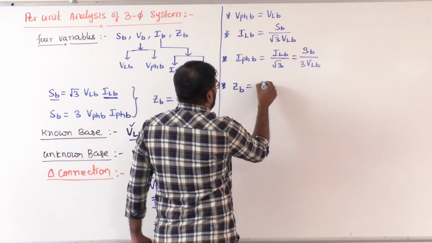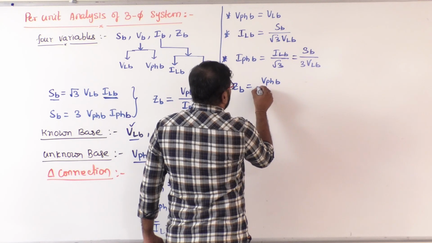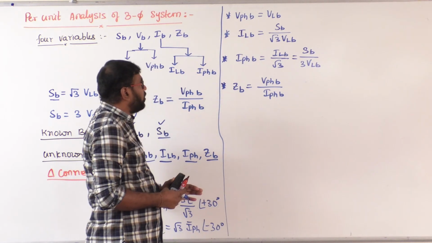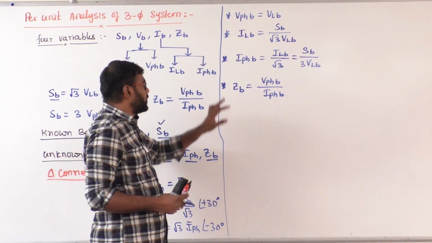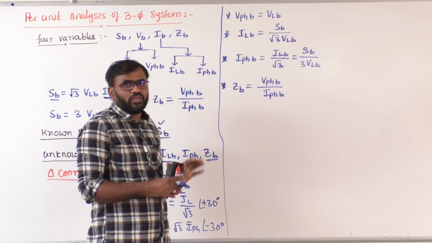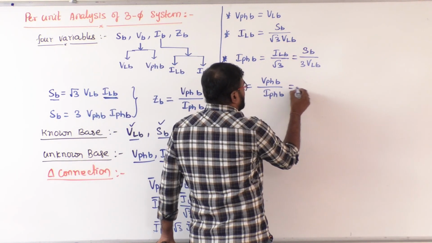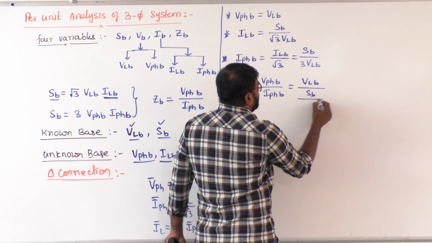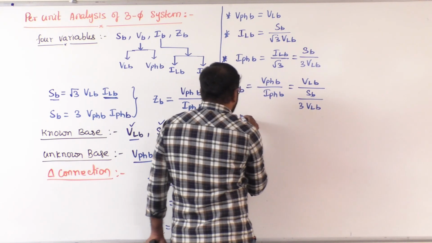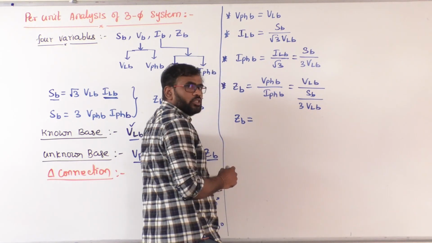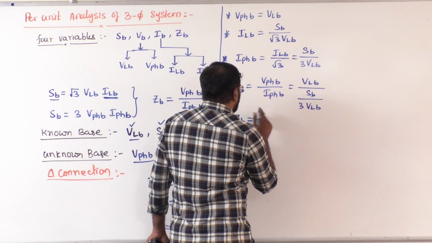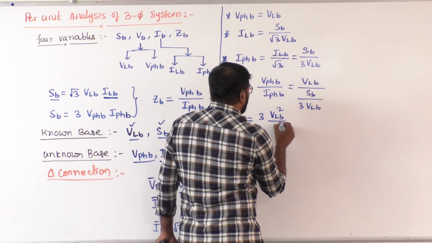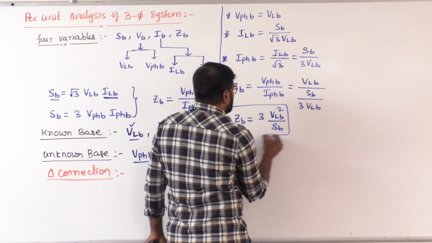Now, coming to Z base. What is Z base, sir? Always V phase base by I phase base. But what do we know? We know V line base and S base. That's why we need to write Z base in terms of V line base and S base. V phase base and V line base are the same, and I phase base is S base by 3 times V line base. Finally, Z base equals 3 times V line base whole square by S base. Clear? That's about the Z base.